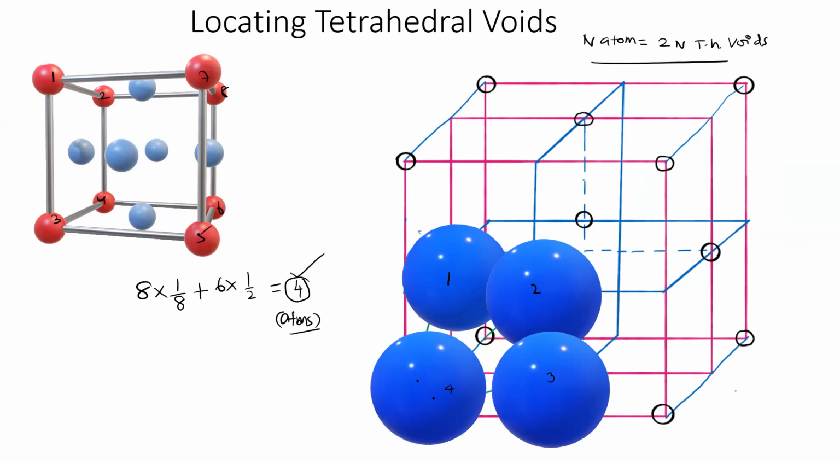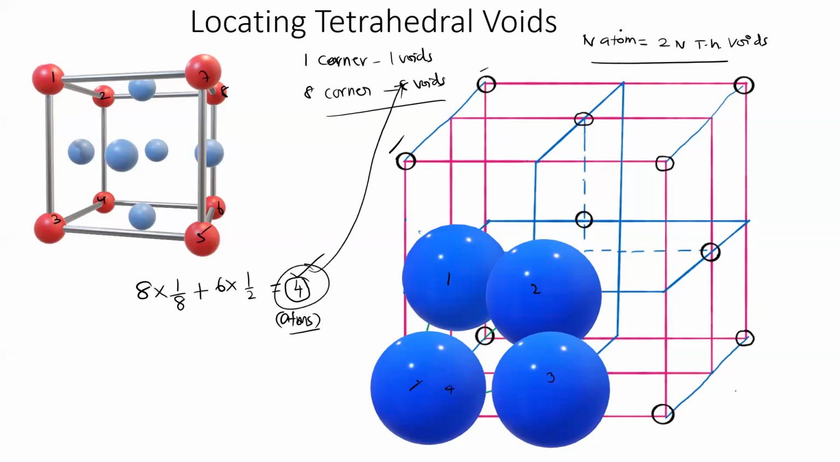But how many voids? Each corner has one tetrahedral void, and there are 8 corners, so 8 voids. The number of atoms is 4 and the number of voids is 8. That is, if n atoms are taken, we get 2n tetrahedral voids. In the previous slide we assumed 5 atoms and took 10 tetrahedral voids. Is that clear?